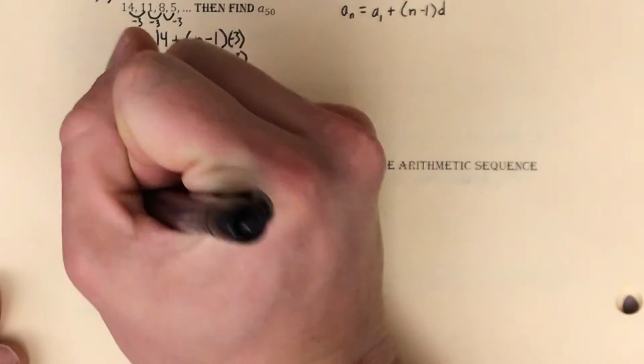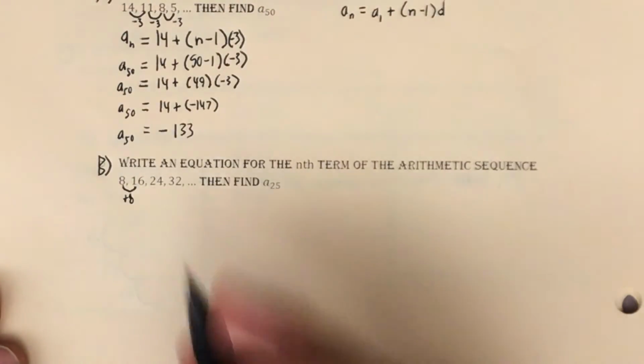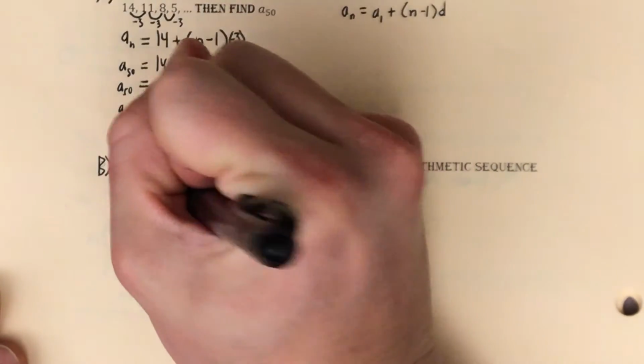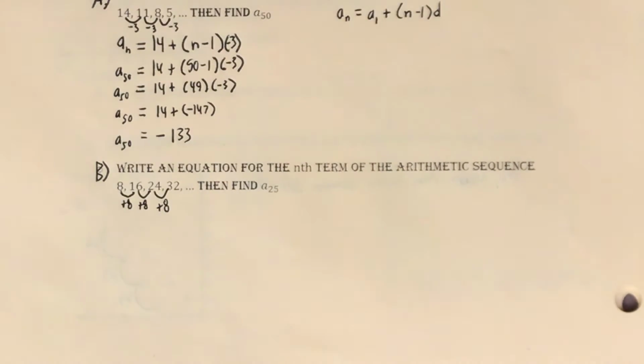So the common difference, to go from the first term to the second term, from 8 to 16, I have to add 8. To go from the second term to the third term, from 16 to 24, I have to add 8. And to go from 24 to 32, I had to add 8. Right, so the common difference was 8.